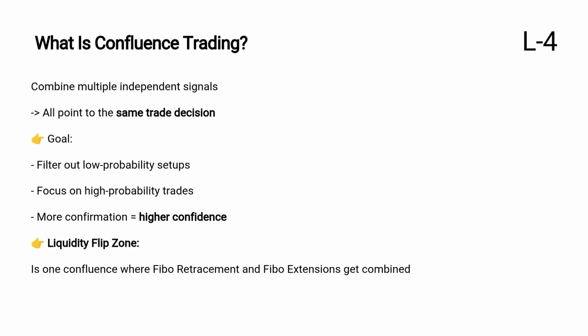A liquidity flip zone is actually our first major confluence. It's where Fibonacci retracements and extensions meet.